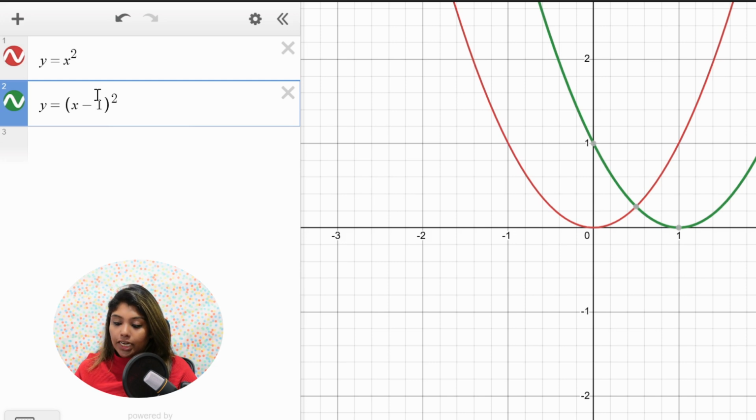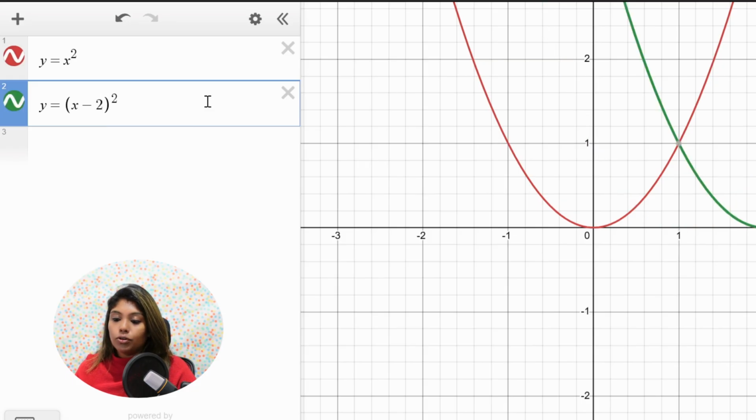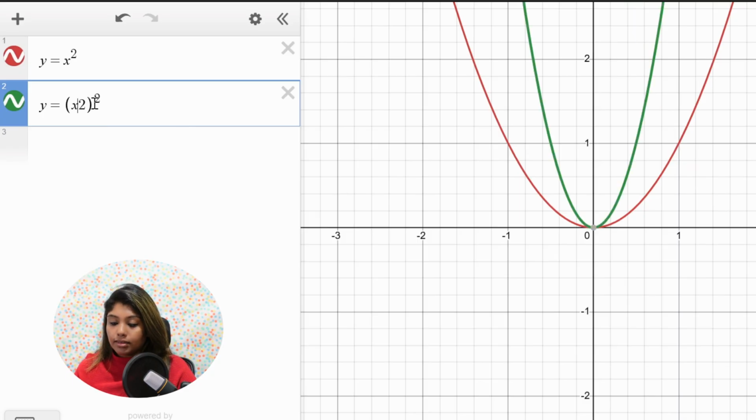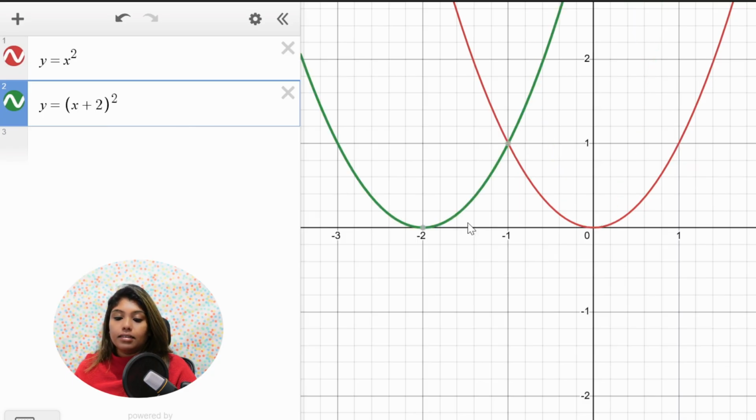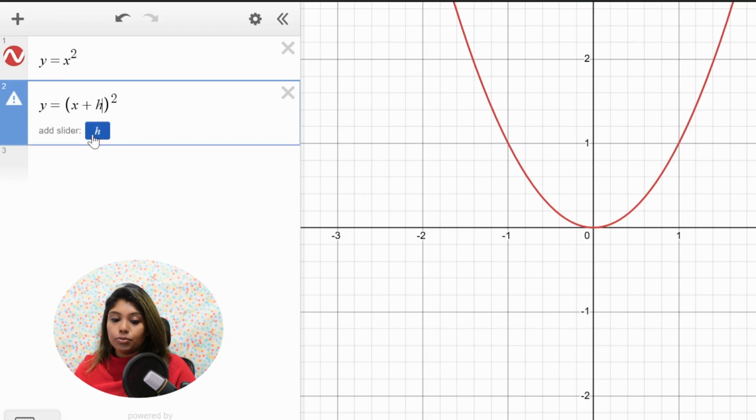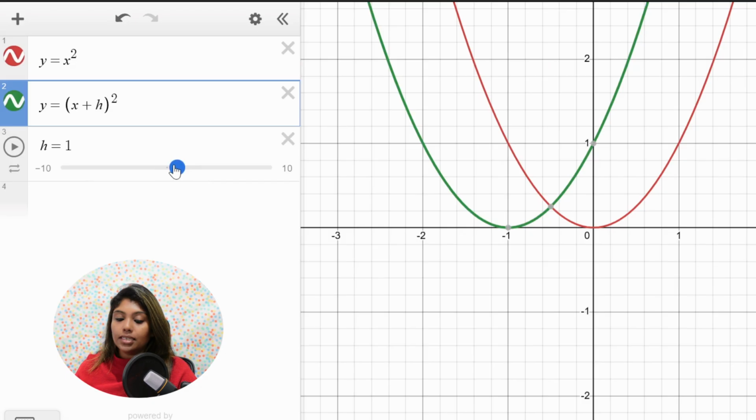I'll keep changing the value. Let's say minus 2. You can see that from the main graph, which is at 0, it has moved 2 units to the right. So minus means right side and plus sign means left side. I can give you a slider here for you to better understand how the movement takes place.